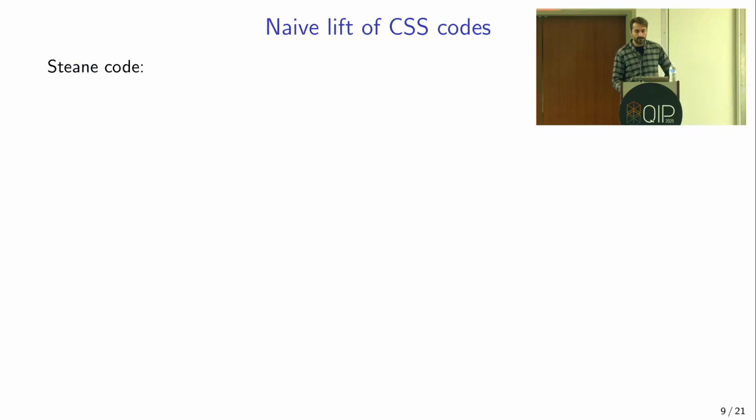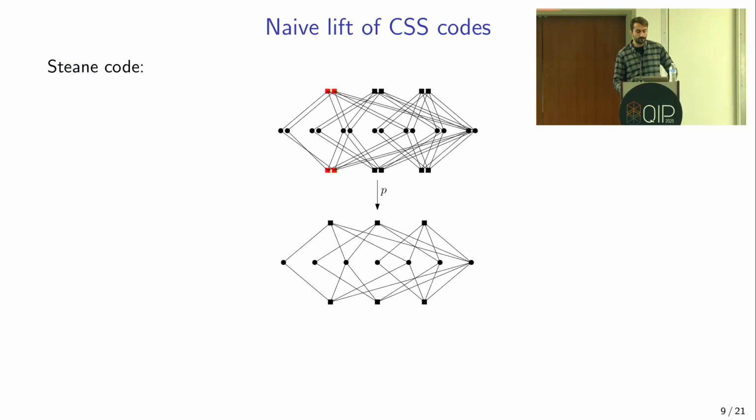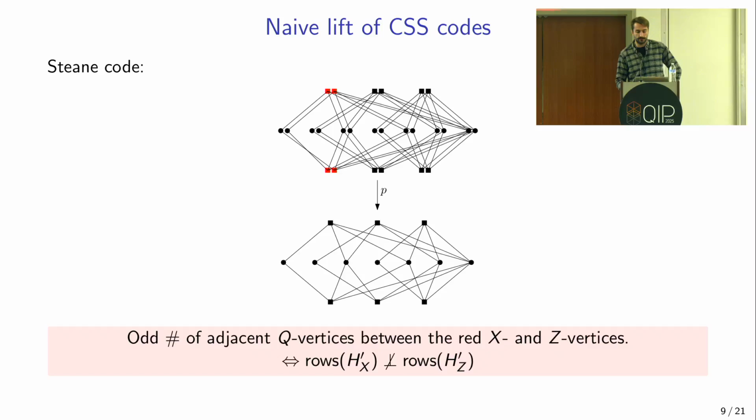Okay, so let's try to apply this lift naively to a code, so the Steane code. This is a valid covering of the Tanner graph, but if you look closely now, these Z and X checks are adjacent to an odd number of common qubits. So it turns out that doing this naively, in general, will not give you the Tanner graph of a code. It will give you some graph which you cannot interpret as a Tanner graph.